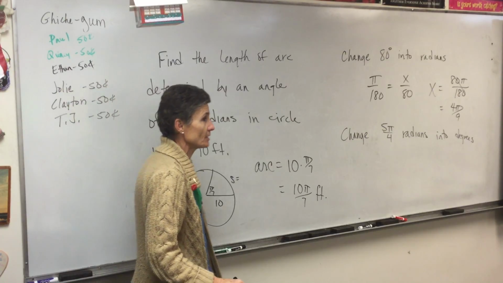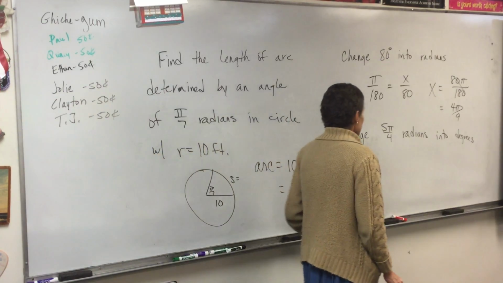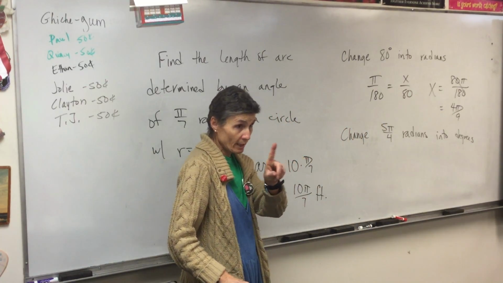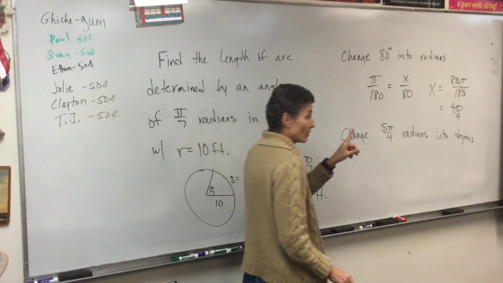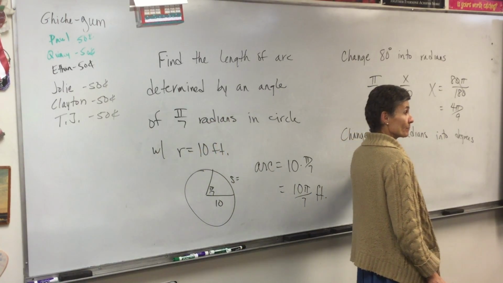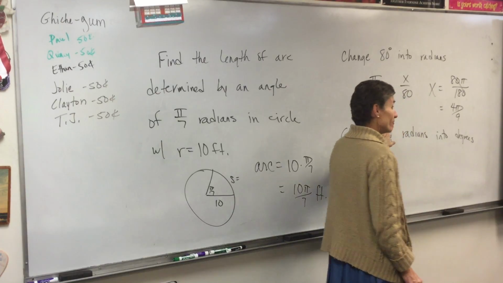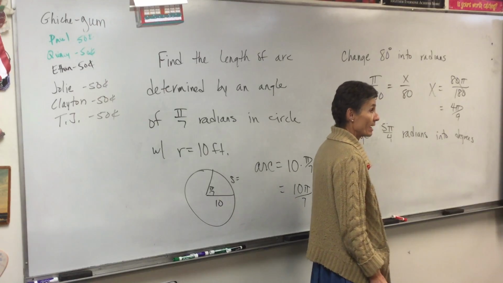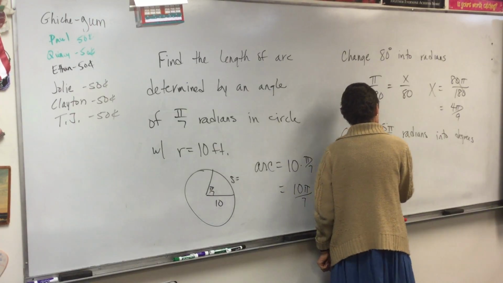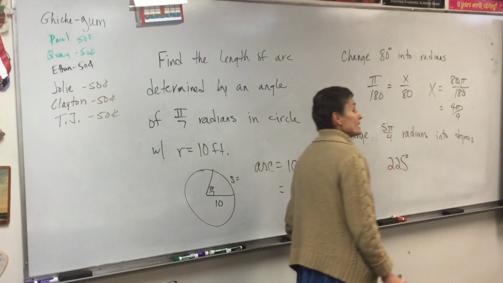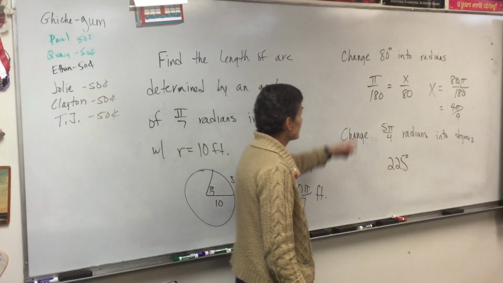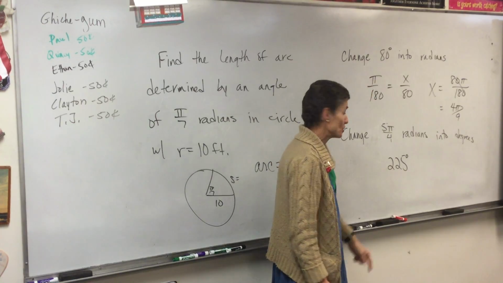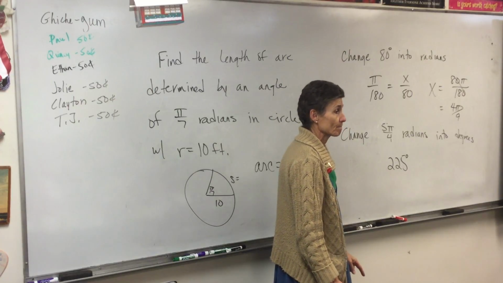And the last one, and then I'll let you escape. Change 5 pi over 4 radians into degrees. If you want to use the shortcut, this is the kind you can use the shortcut on. What's pi? 180 divided by 4. 45 times 5. 225. So it's 225 degrees. If you are uncomfortable with that, you can set up a proportion just like this, right? And solve it. And you will get exactly the same answer.